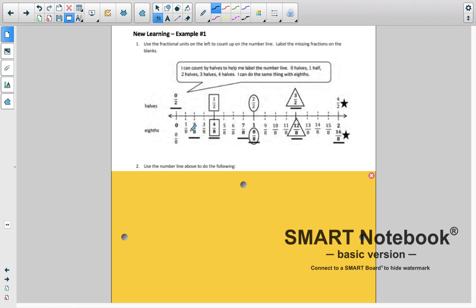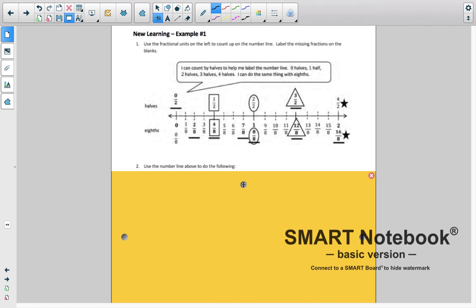Then the next blank, they just filled in for the eighths. So 1/8, 2/8, 3/8, 4/8. They're just filling it in, counting by eighths. Then they just did it for the halves and they did it for the eighths. Same thing here. They did 0/2, 1/2, 2/2, 3/2. And I know that they have some squares and circles and triangles. We're going to talk about that in a minute.